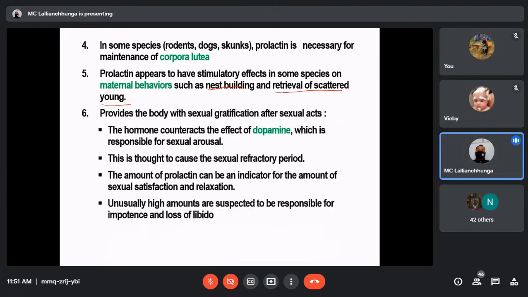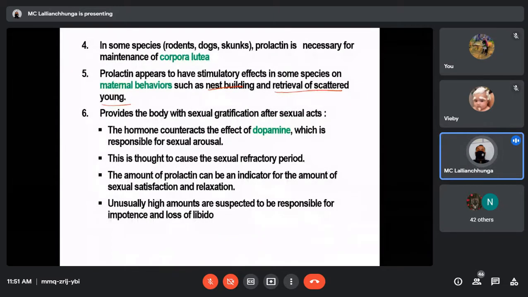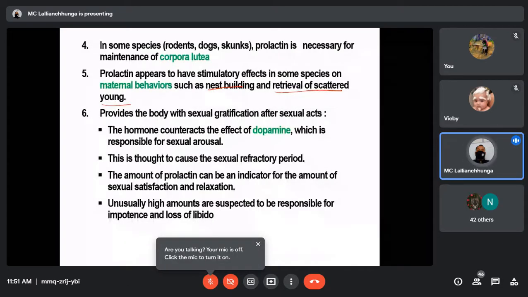Okay, so it also provides the body with sexual gratification after sexual acts. So prolactin is also involved in the sexual gratification. But if it is too much, again, it can decrease the libido, or it can decrease the sexual drive.